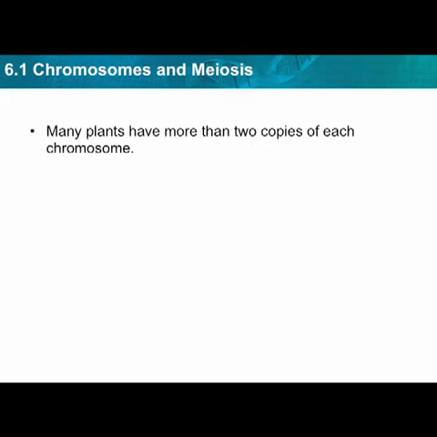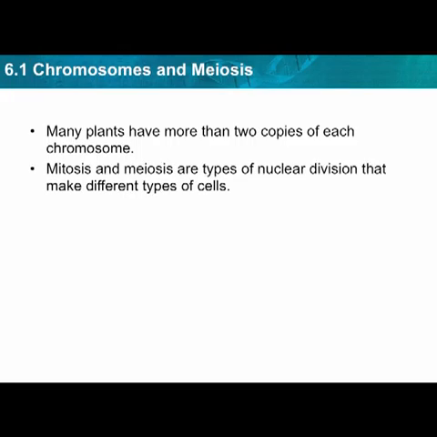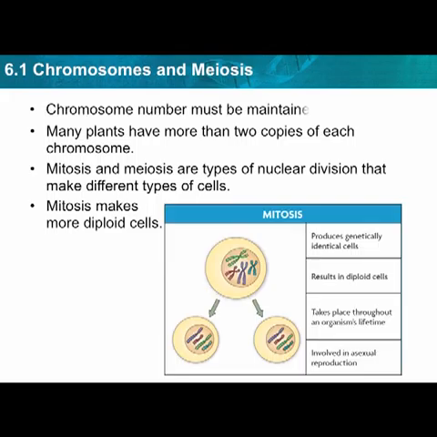Many plants have more than 2 copies of each chromosome. Mitosis and meiosis are types of nuclear division that make different types of cells. Mitosis, we've already covered, is copy, copy, copy. And meiosis, without the T, is for making sex cells or gametes for reproduction. Mitosis makes more diploid cells, copy, copy, copy.